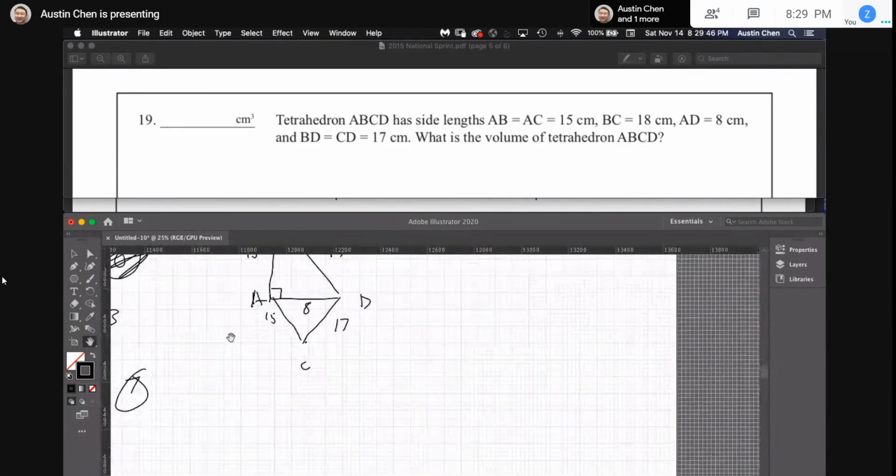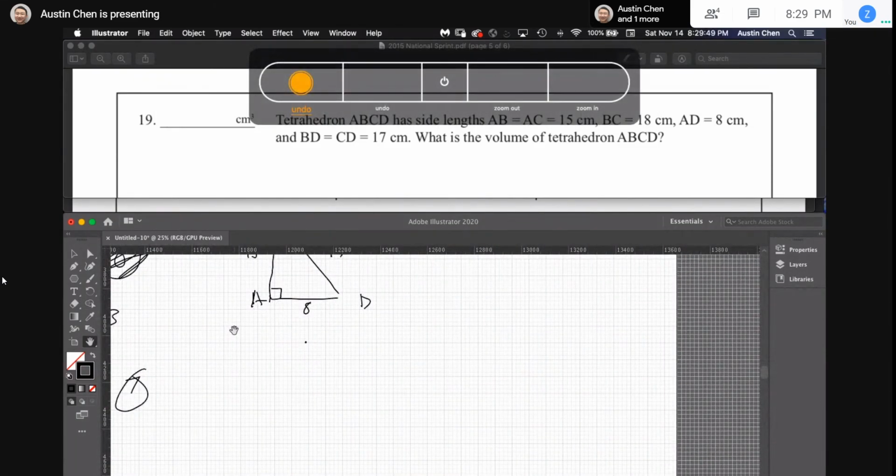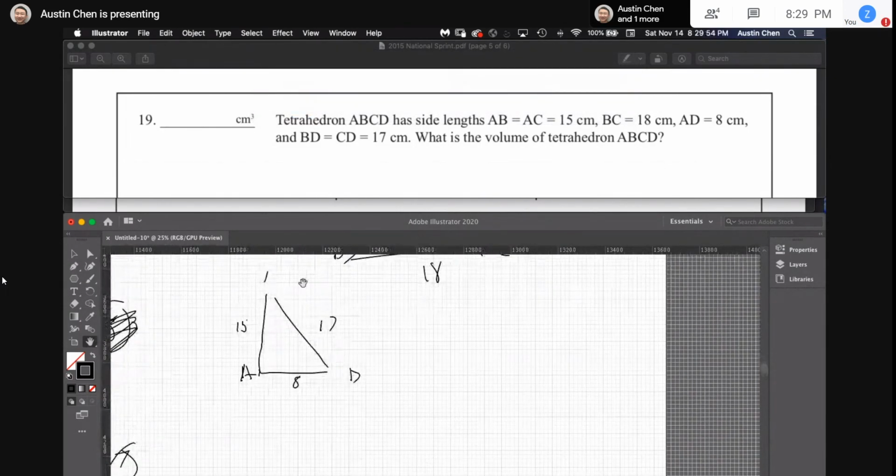Okay. So this is a right triangle as well. This is a right triangle. And if we have this here, this is a right triangle as well. This is kind of hard to draw now, but this right here is going to be 18. This is 17 and 15. Wow. Amazing.